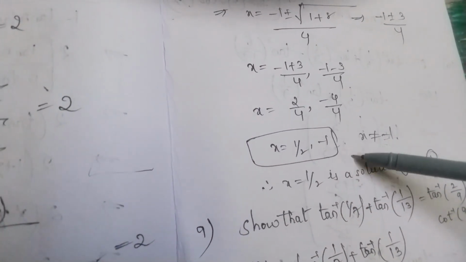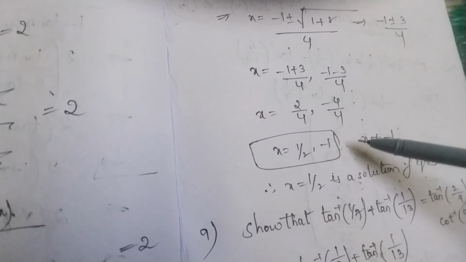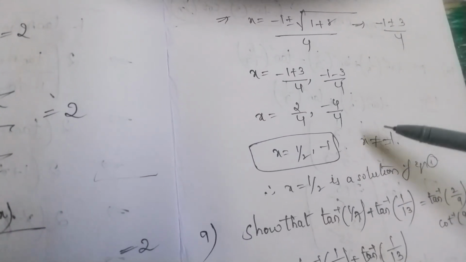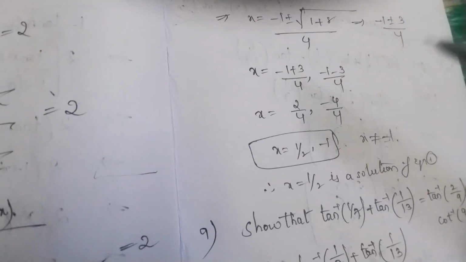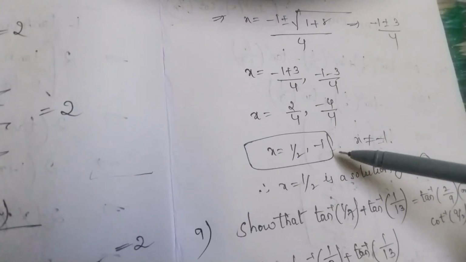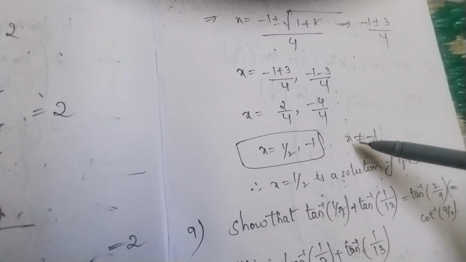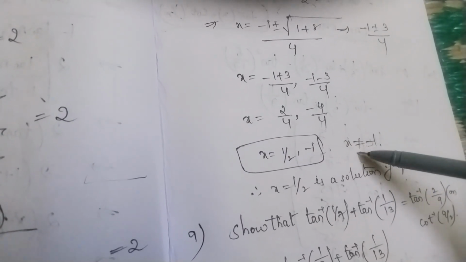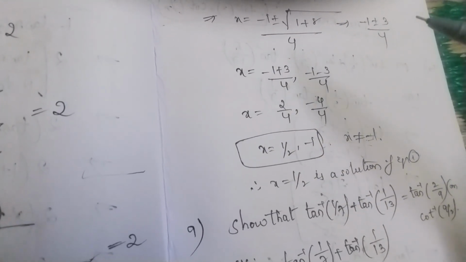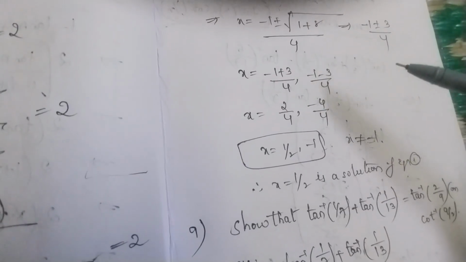Such kind of questions will be given from the ESET point of view, asking which one is the solution of the given problem. By mistake we may put both the options, but the actual answer is only 1 by 2, because you have to consider the given question also. You have to substitute this x value in the given question, and if you are getting infinity, then that won't be the solution for that question.